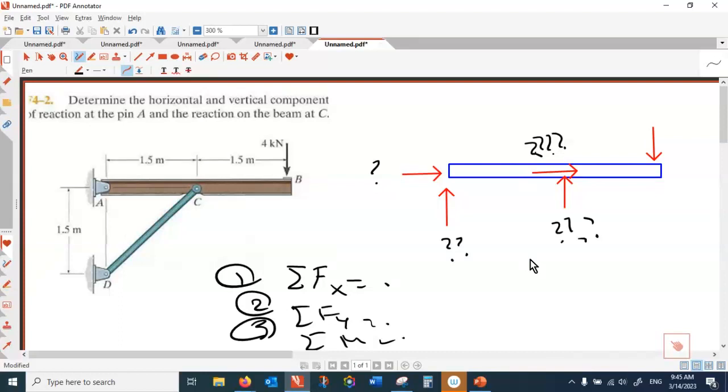But what do we know about DC? DC, how DC is classified? Is this a 2-force member or 3-force member? What type of member is DC? 2-force. Do you remember the recipe I told you about the 2-force member? With a 2-force member, the force has to be longitudinal. Otherwise, the member cannot be at equilibrium.